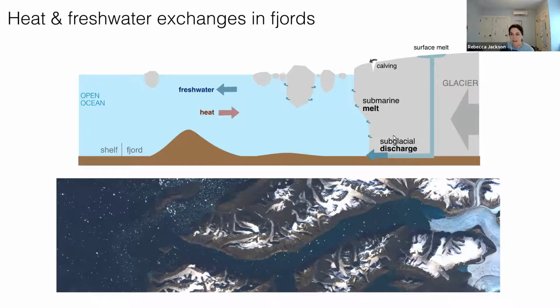And then the other source of liquid freshwater is subglacial discharge, and that's from surface melt and precipitation that pools at the top of the glacier and drains to the bed and enters the fjord at depth, like a river, but way below the surface. And so we have these inputs of freshwater that are exported into the ocean, and then we have heat that's provided by the ocean to drive this submarine melting.